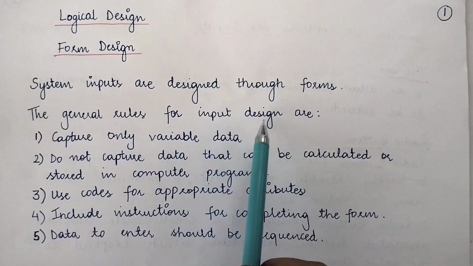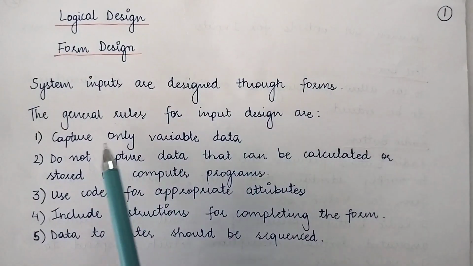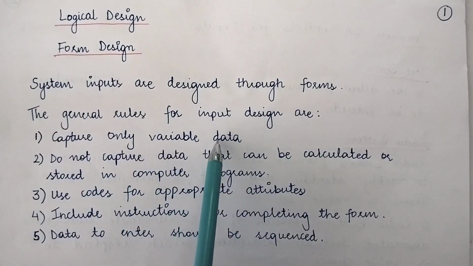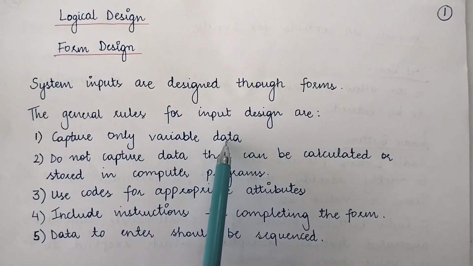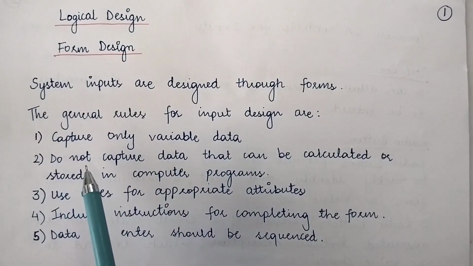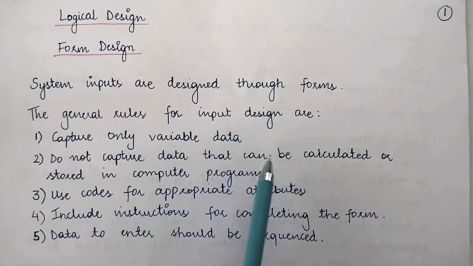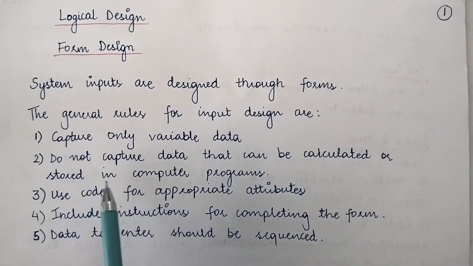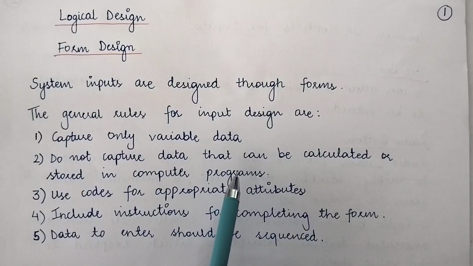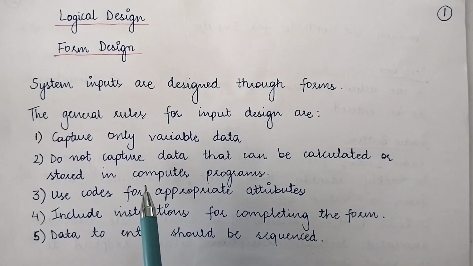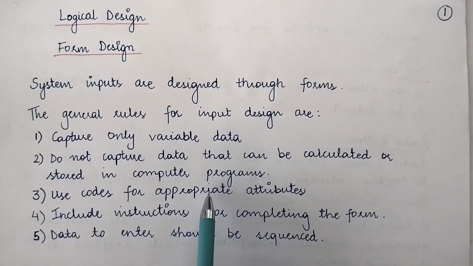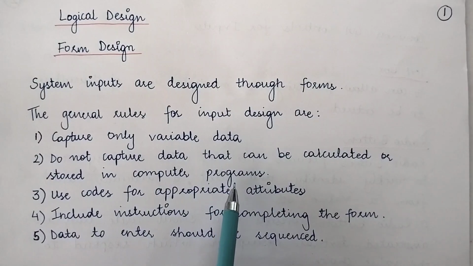There are some rules for input design, and these rules are, first of all, you must capture only variable data. That means data that is variable, only that kind of data must be captured through forms. The second rule says, do not capture data that can be calculated or stored in computer programs. So any such data that can be calculated or processed, or any such data that can be stored in computer programs, must not be captured through the forms as input.